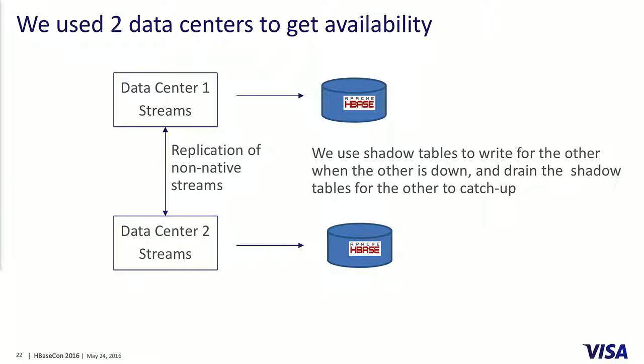And then when one HBase is down, we shadow all the tables of that HBase in the actual working HBase. Because the transactions keep coming, when the HBase that went down comes back up, we drain those shadow tables until both the HBases are running again, and then we open it up for business.